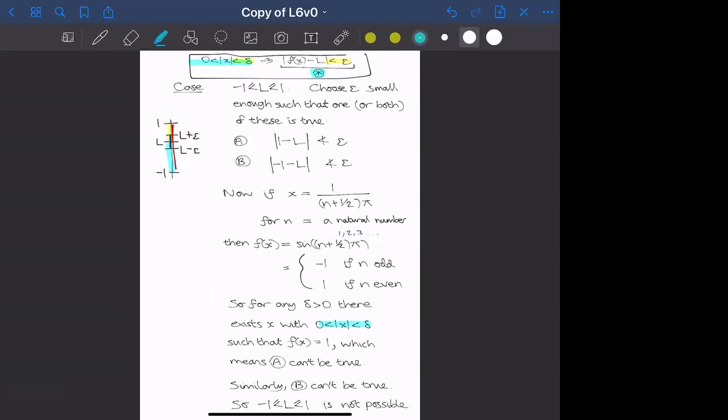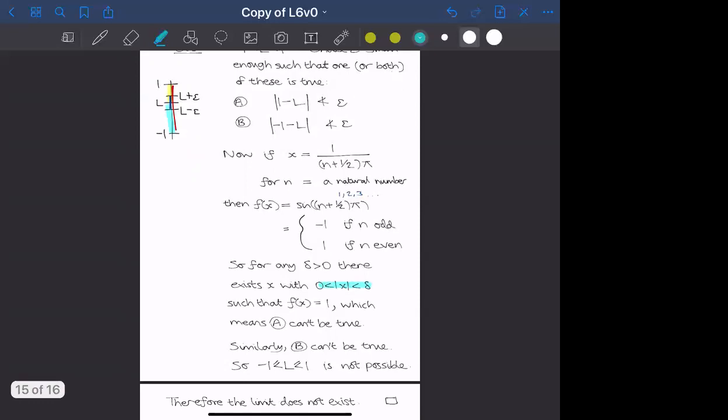But in the same way, I could choose an x such that f of x is minus 1. It's by taking n odd. And in that case, B can't be true. And that's impossible because we chose epsilon small enough such that one of A and B was true. So they can't both be false. And that shows that the limit does not exist.